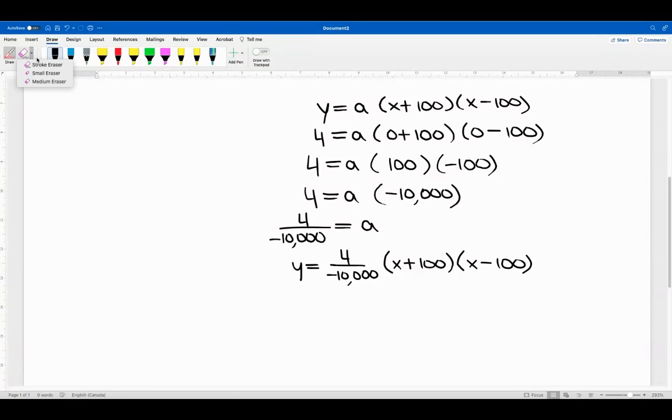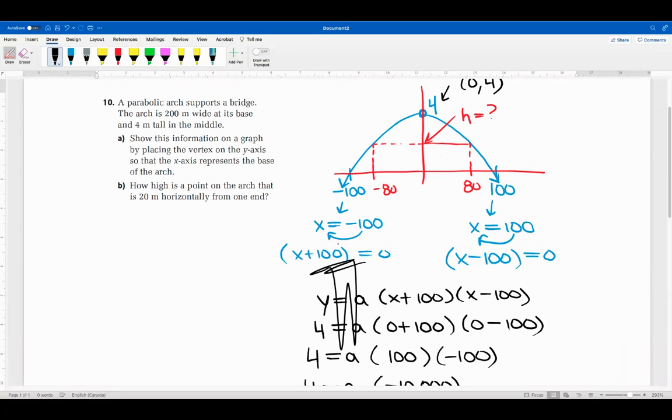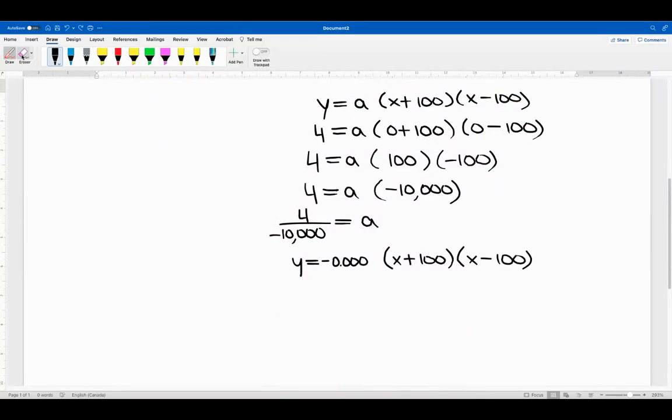And it might even be better to put this as a decimal, just so we're not confusing anybody. And as a decimal, that would be negative 0.0004. Oh no, what have I done?